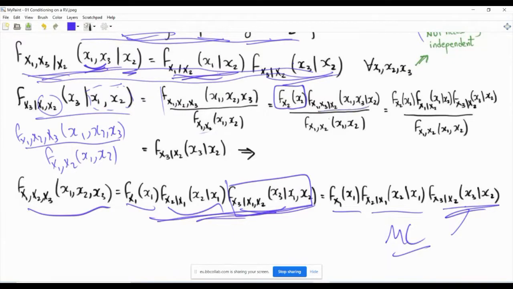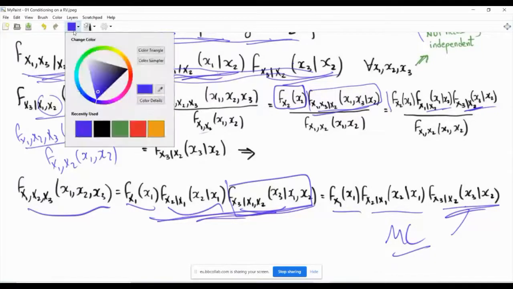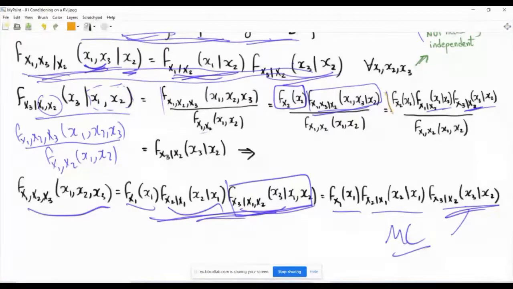But now, if we know that x1 and x3 are conditionally independent given x2, we can take this conditional joint distribution given x2 and write it as a product. Okay. And now, what are these two terms? So let's change the color. These two terms together.